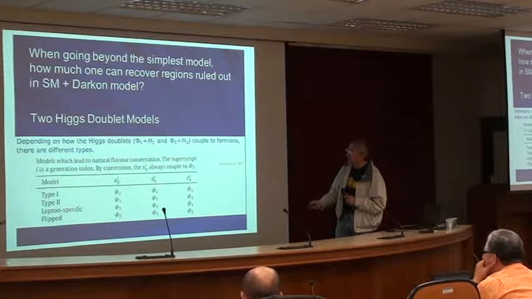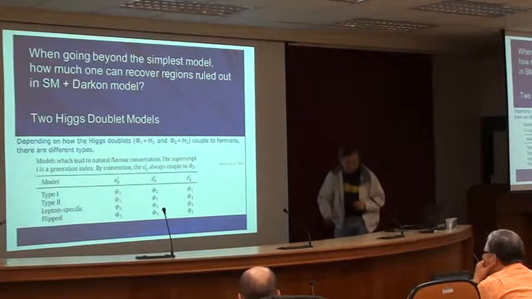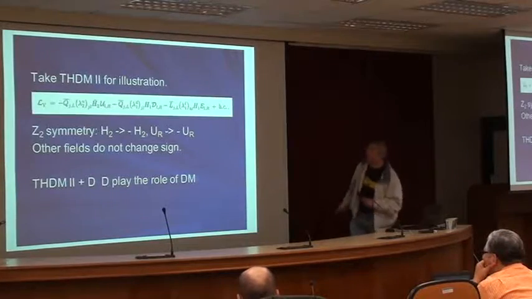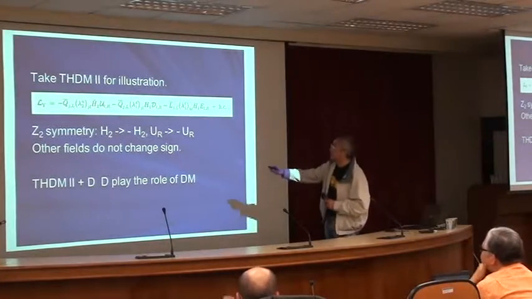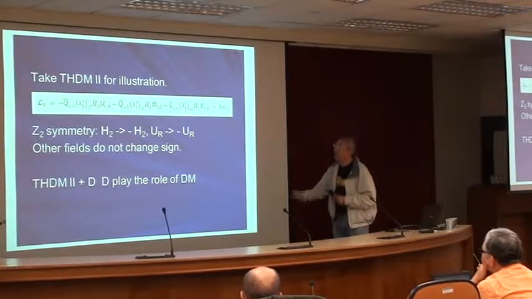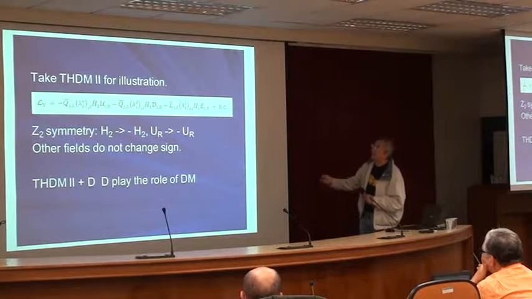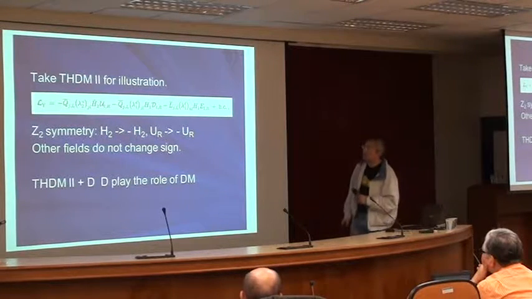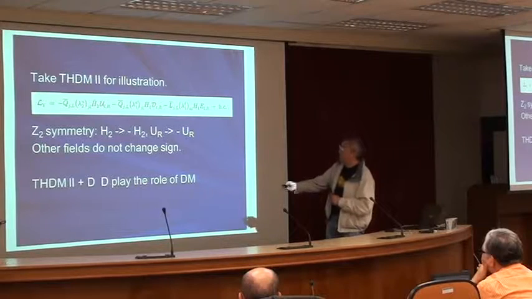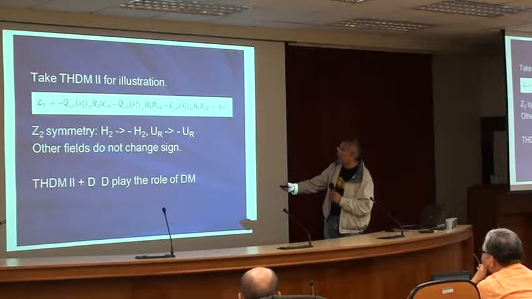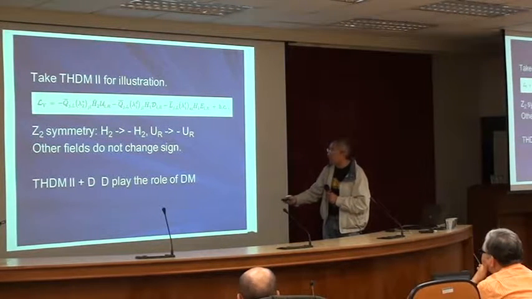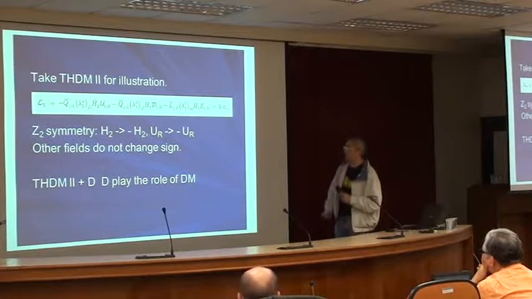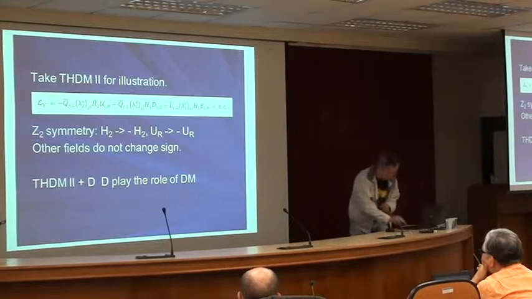Type 2 is where one of the Higgs gives up-type mass, and another Higgs gives down-type mass. Okay, so this is the Lagrangian you have. To realize this, you can introduce a Z2 symmetry. But of course, this Z2 is different from the one imposed on the dark matter Z2. So you have this.